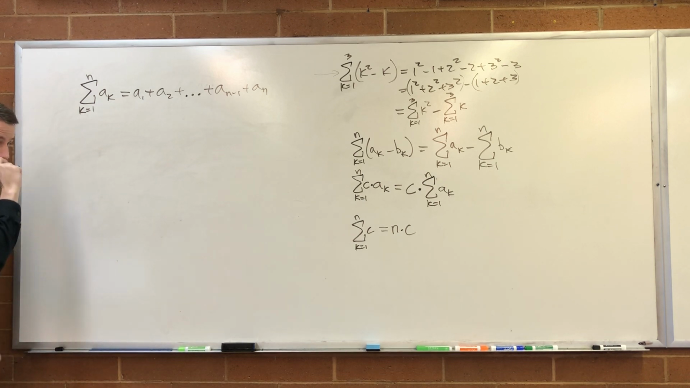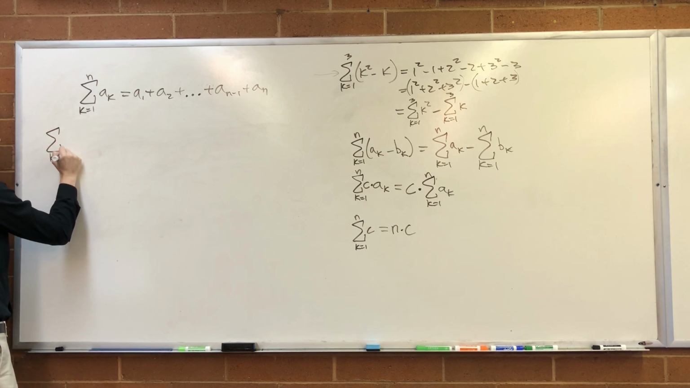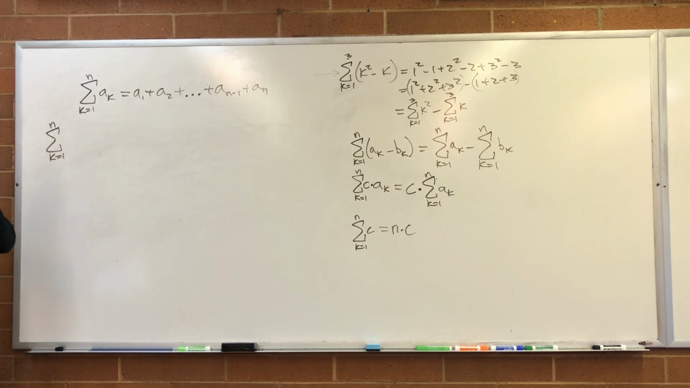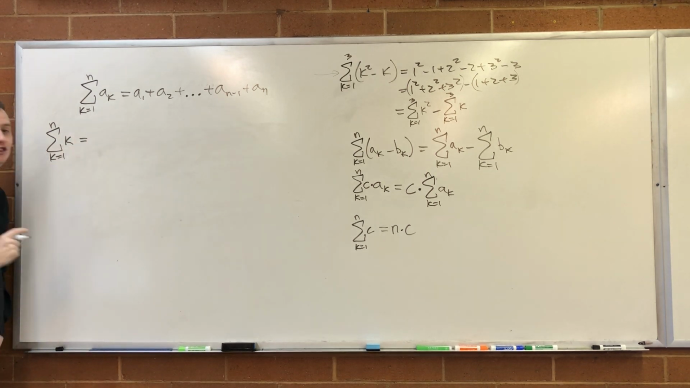But let me give you the first one. The first sum that we're often interested in is the sum from k equals 1 to n of k. We want a generic expression for what this equals. Now notice what this is asking: what is the sum of all the numbers starting at 1, ending at n? If n, for example, were equal to 10, what would this be?